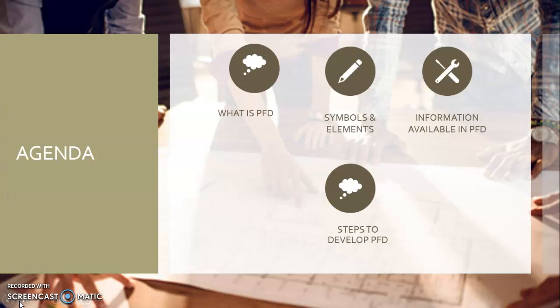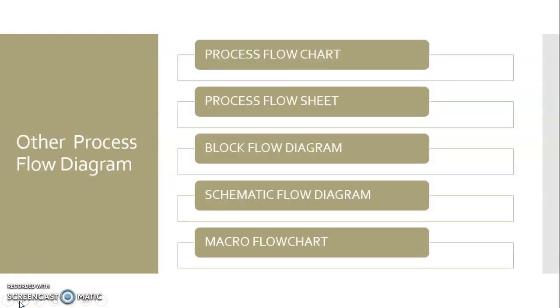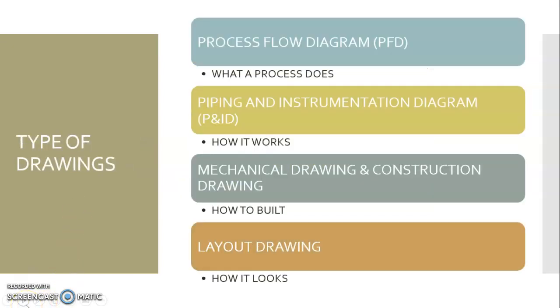So this is the agenda under PFD, or process flow diagram. First, what is PFD, and then we learn a little bit about symbols and elements, information available in PFD, and then steps to develop PFD. The process flow diagram types that you should know are process flow chart, process flow sheet, block flow diagram, schematic flow diagram and macro flow chart. Okay. Next, these are the types of drawing.